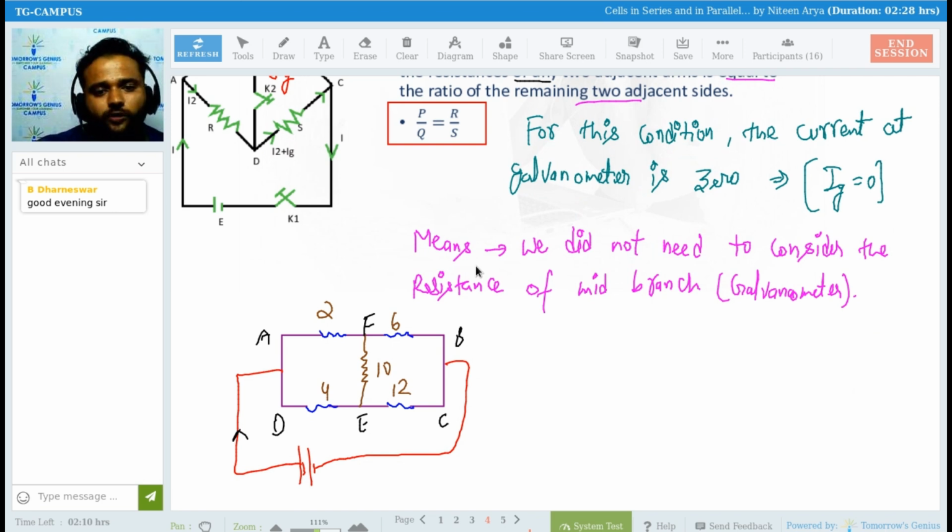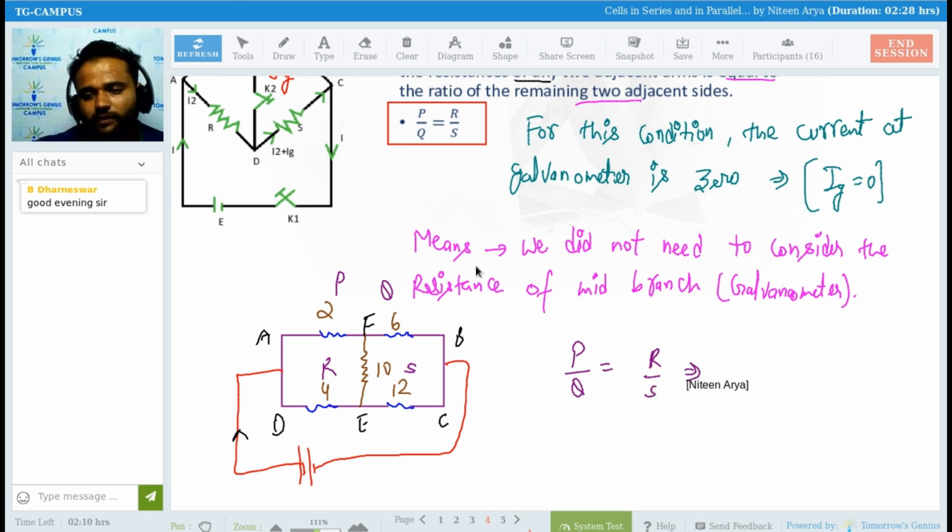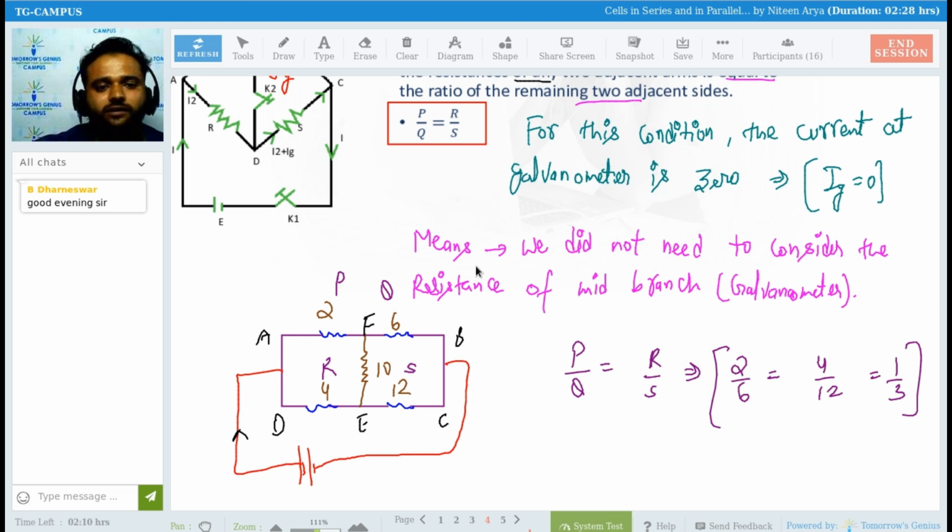And you also observe here P by Q, 2 by 6, which is 1 by 3, and 4 by 12, which is also 1 by 3. If this is P, this is Q, this is R, this is S, then R by S is 4 by 12, and P by Q equals R by S, that is 1 by 3. So in this scenario, the current here is 0.